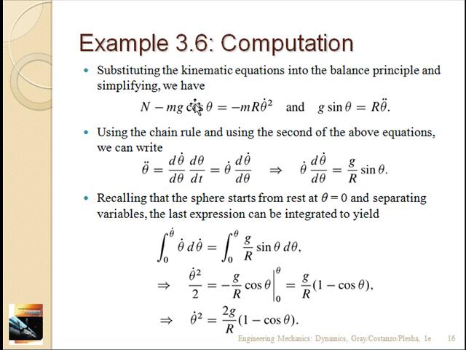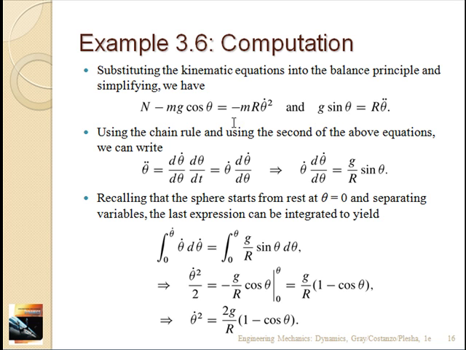So we can substitute the kinematics into the force balance. We get n minus mg cosine theta is minus m r theta dot squared, and g sine theta is r theta double dot. Now to simplify this a little bit, we can write theta double dot in terms of theta dot. So theta double dot is d theta dot dt, which is theta dot times d theta dot d theta. Okay, and that should be g over r sine of theta from right here.